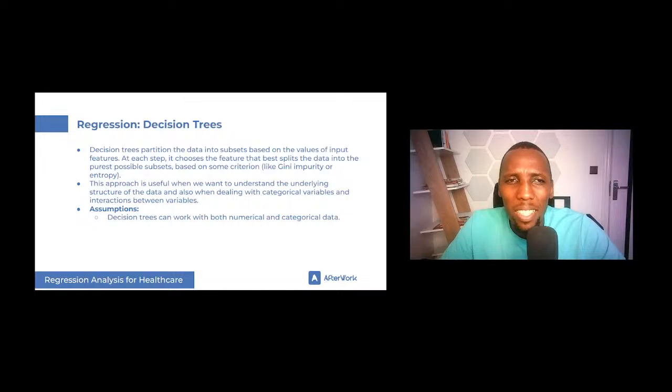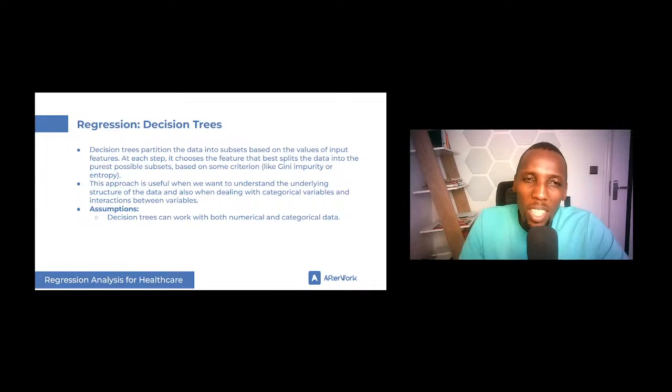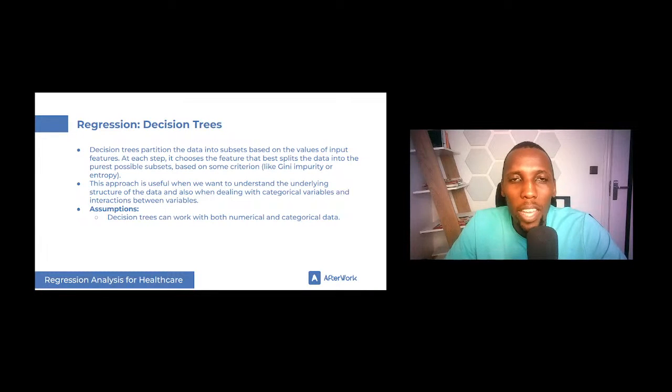Decision trees, on the other hand, are models that are based on the decision tree algorithm. They normally work by partitioning the data into smaller subsets based on the values of input features, and the approach that they use to split the data into those different subsets is usually through the use of either Gini impurity or entropy. These are just approaches that these decision tree models tend to use.